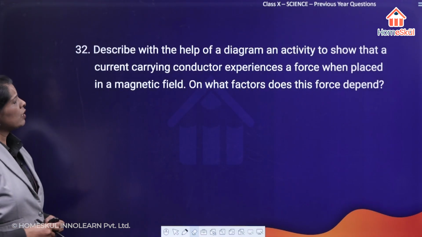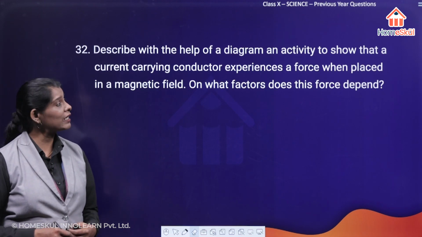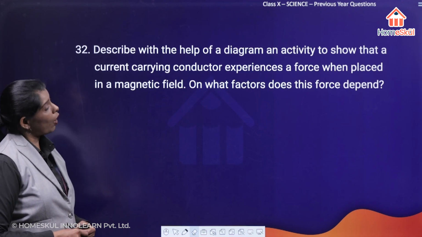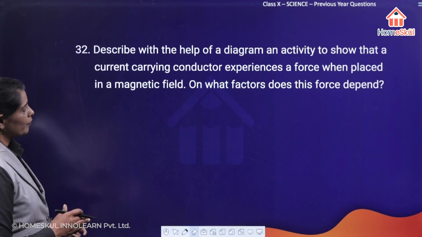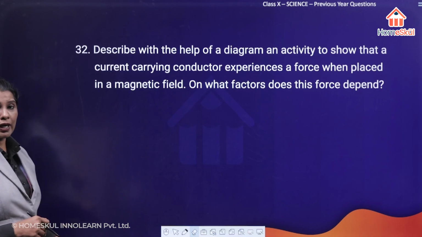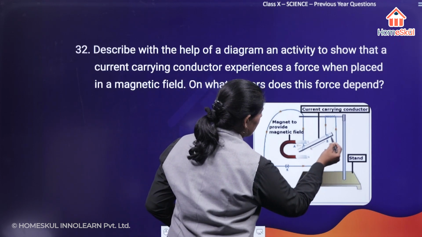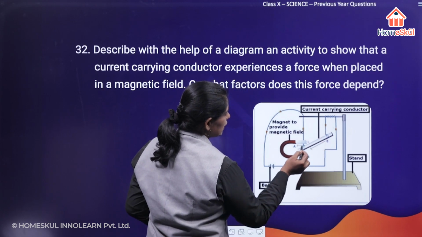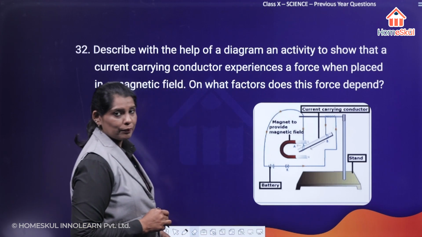Question number 32. Describe with the help of a diagram an activity to show that a current carrying conductor experiences a force when placed in a magnetic field. On what factors does this force depend on? Okay, we have already learnt the activity which is based on the force acting on the current carrying conductor, wherein this is the figure where we have kept an aluminium rod. Okay, the conductor here is the aluminium rod which is connected to the circuit and it is placed between the poles of the magnet.